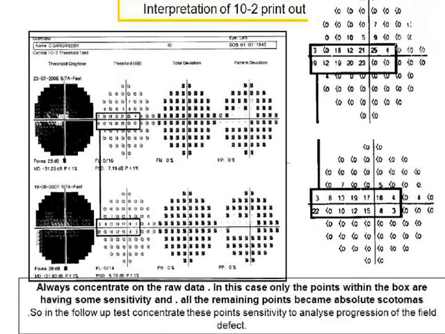Previous 3 to 3, there is no progression. 12 is converted to 0. Here 19 is 10, 20 is certain. So this area is progressing. So always concentrate point to point.